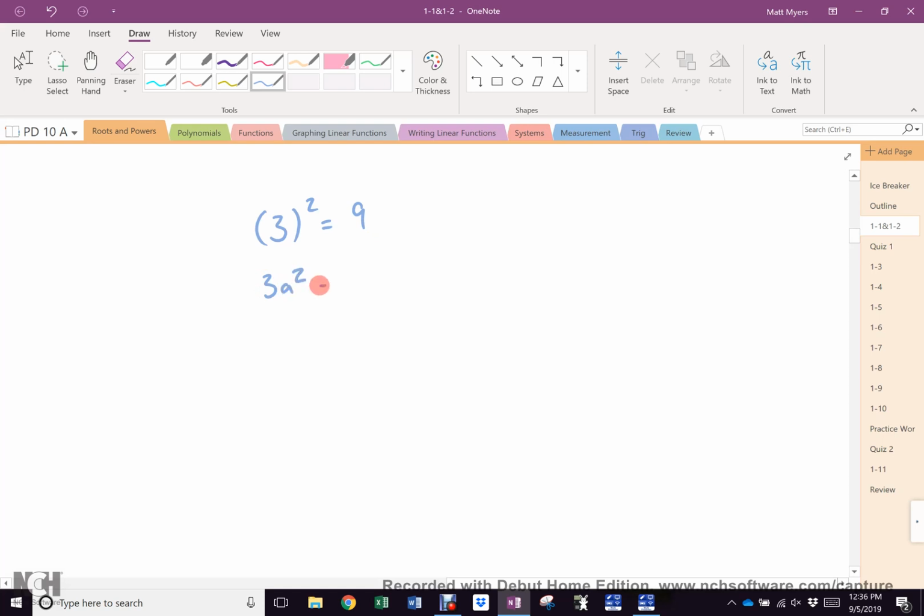3a squared. What's the answer? 3a squared. Why, Jordy? Well, because a doesn't have a value. A doesn't have a value, but why isn't this a 9? Well, because the exponent is attached to the a. It's attached to the a. 3 times a squared. Okay, so what is 3a squared? 9a squared. And that we're going to talk about that one a little later on.